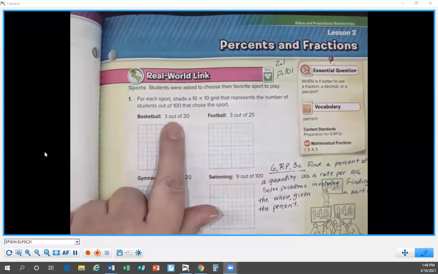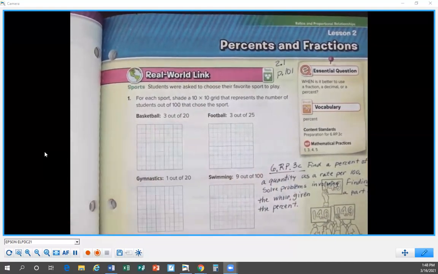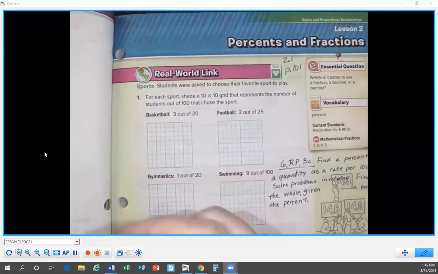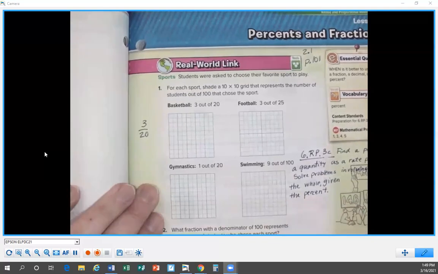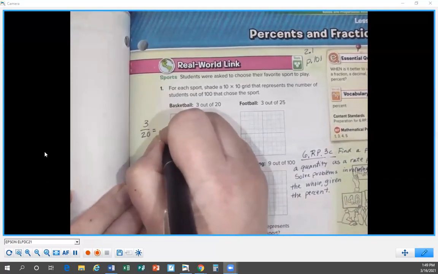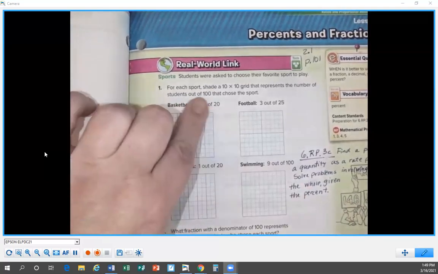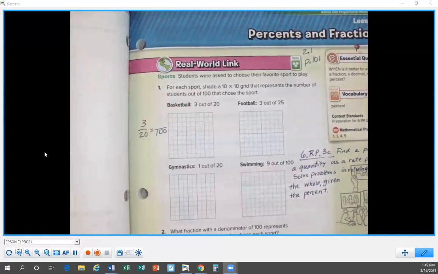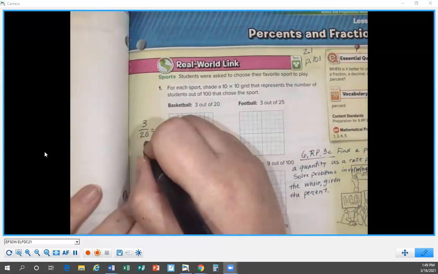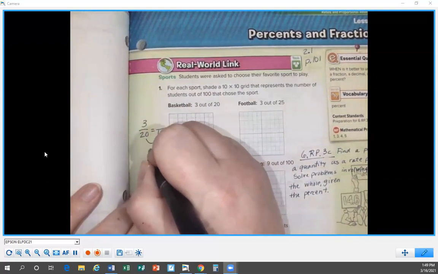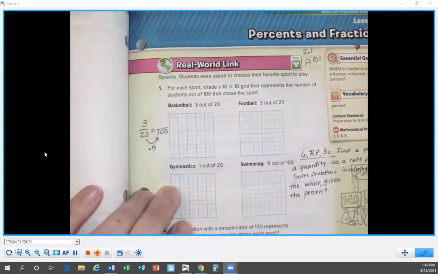So we have 3 out of 20 students chose basketball. So 3 out of 20. And then we want to make that proportional to 100 because we have 100 squares altogether. And we want to shade that in to represent how many out of 100. So we're asking ourselves this, how many times does 20 go into 100? Well, that would go in 5 times.